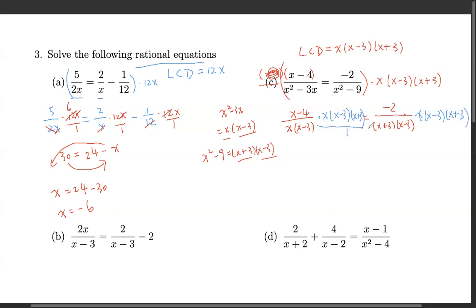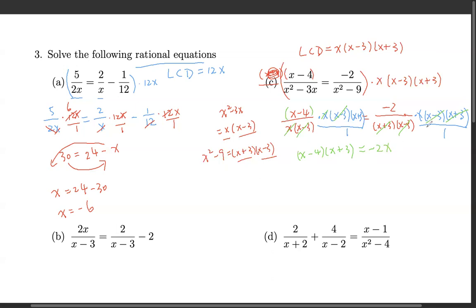Now, this is a numerator, right? So let me use a different color. I have x in the denominator, x in the numerator. x minus 3 in the denominator, x minus 3 in the numerator. So they cancel out. So what's left is the 1 times x minus 4, x plus 3. So I have x minus 4 times x plus 3. And on this side, x plus 3 cancels with x plus 3, x minus 3 with x minus 3, so I have negative 2 times x.